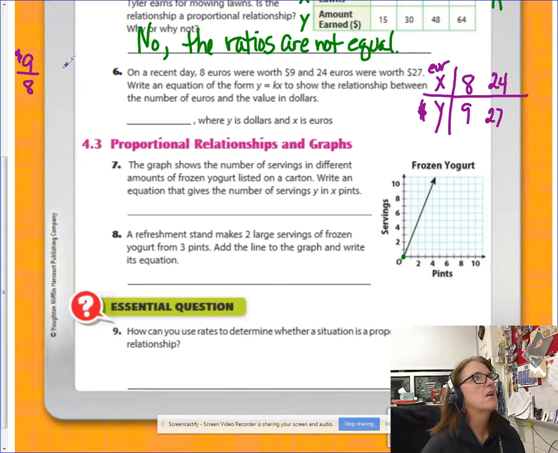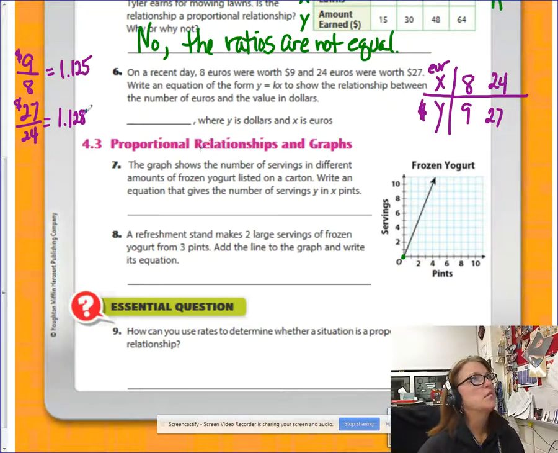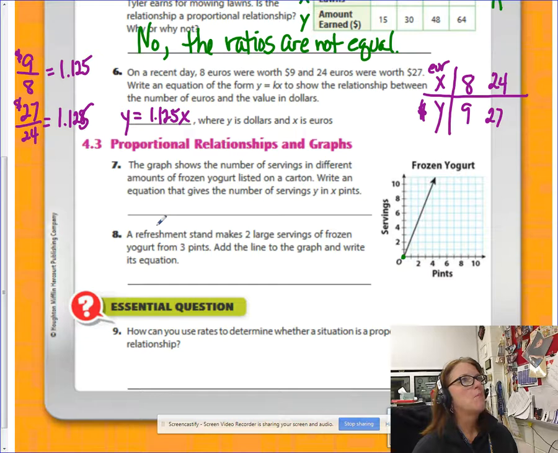Grab your calculator and figure out what that unit rate is. $27 to 24 euros. Grab your calculator and see if you get the same thing each time. Hot diggity dog, you do. You actually get 1 1/8. Oops, or 9/8. As a decimal, it looks like this. So this is your K number. So see how they wrote this equation? 1.125 times X. Done.